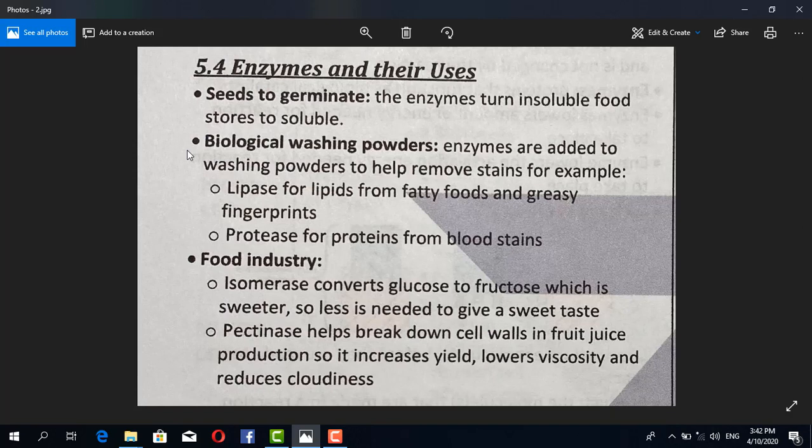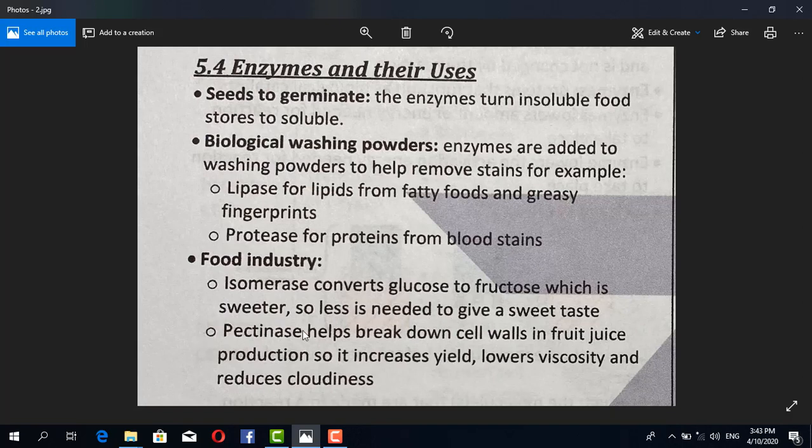For example, we've got the lipase enzyme, which we use to remove lipids like fat and oil and greasy fingerprints from the fabric. Protease is responsible for removing proteins from blood stains. As for the food industry, isomerase converts the glucose to fructose, which is a type of sugar that is sweeter, so less is needed to give a sweet taste.